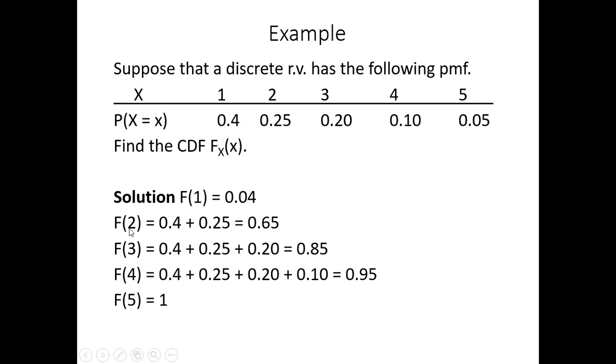F of 2 is the sum of the first 2 probabilities, so 0.4 plus 0.25, so this would be 0.65. F of 3, the sum of the first 3 probabilities, and you can see this adds to 0.85. F of 4, the sum of these 4 probabilities, 0.95, and finally, F of 5 is equal to 1. And notice if you were to graph something like this, you would get something that looks like a step function. And you'll see plenty of these as you go through the textbook.